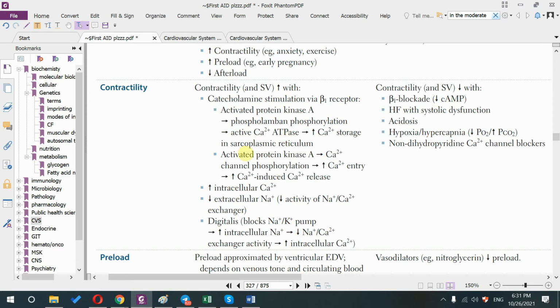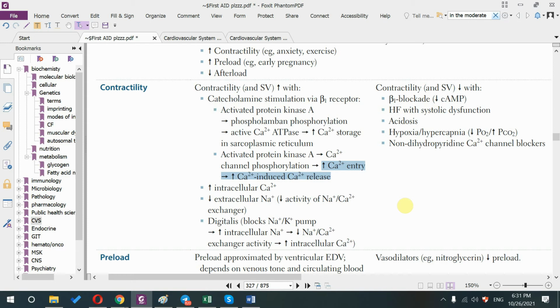Okay. So activated protein kinase A will lead to more calcium channel phosphorylation. That increases the calcium entry. And when we have more calcium inside of the cell, remember, inside of the cytoplasm, that will lead to calcium-induced calcium release. Well, calcium-induced calcium release, where will the other calcium be released from?